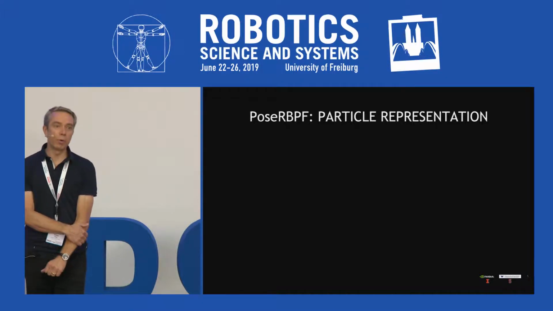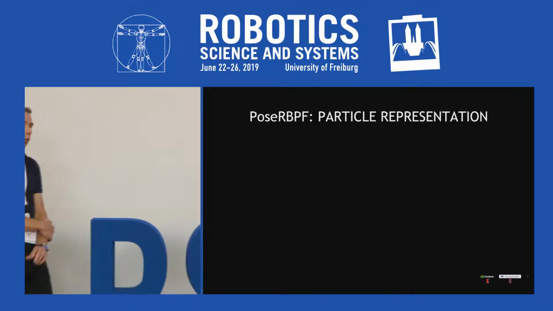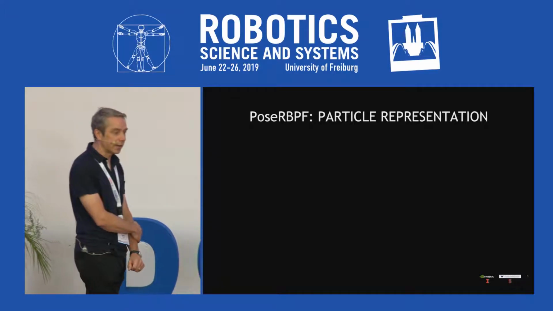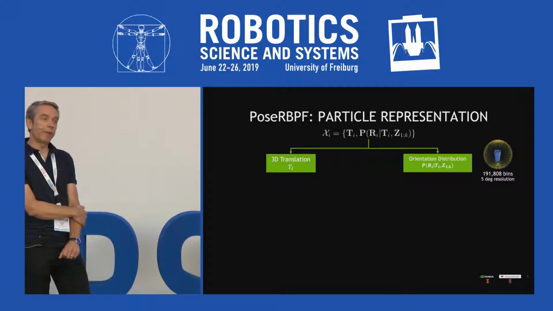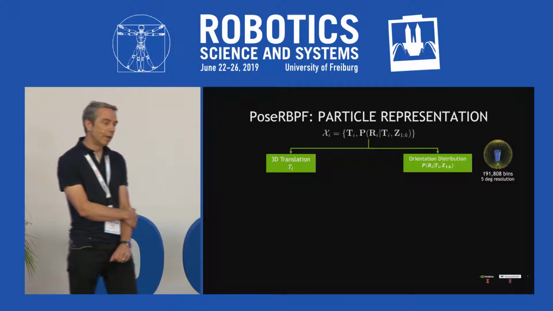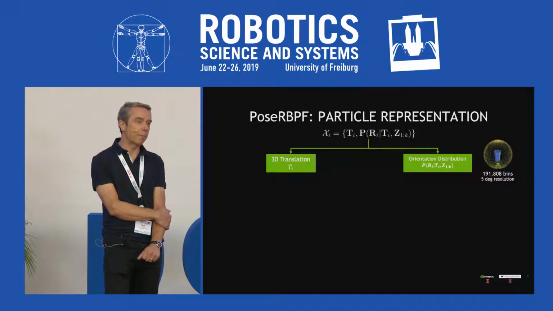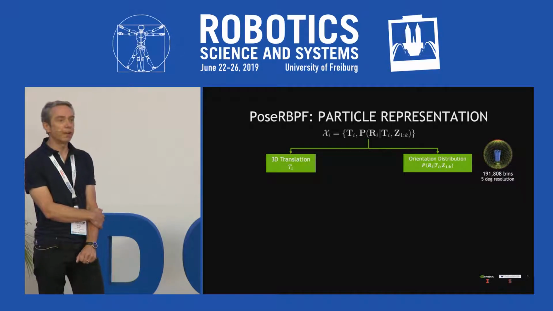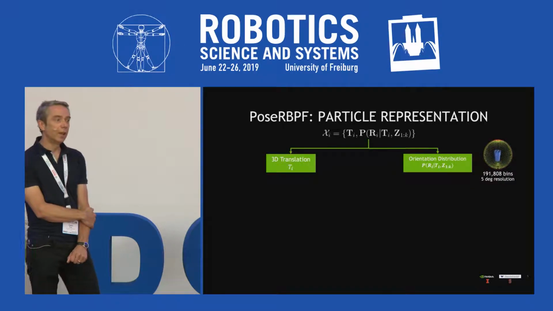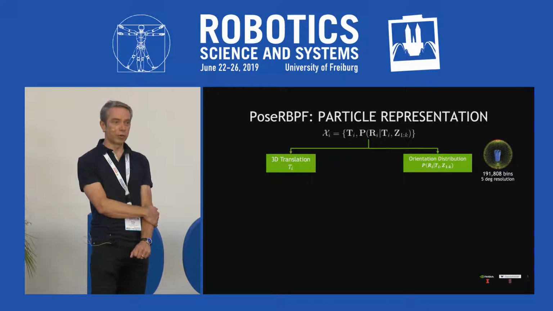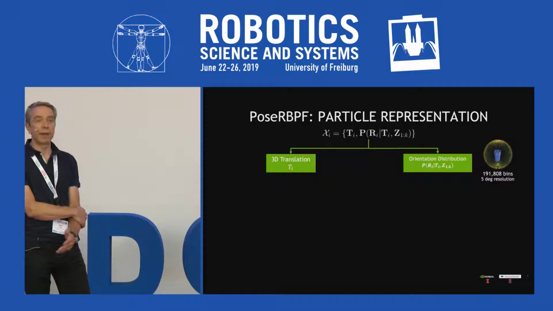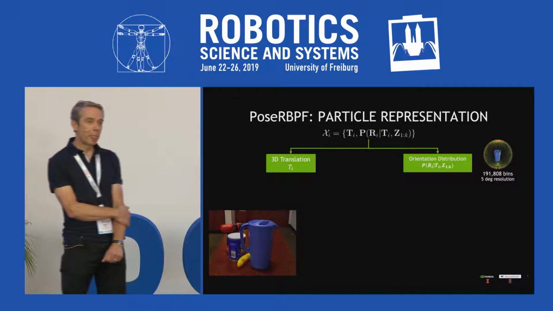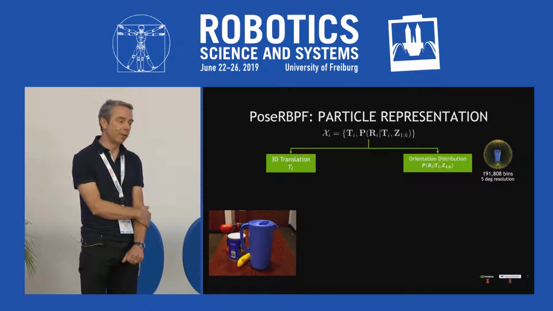So in this work, we want to build on that idea and do full 6D pose tracking of objects, where we're using a Rao-Blackwellized particle filter. And the key trick is we factorize the posterior into the 3D translation, which we sample, and the 3D orientation, where for the 3D orientation we compute a full posterior distribution for each particle that discretizes the 3D orientation space by 5 degrees, resulting in a discretization of more than 190,000 bins.